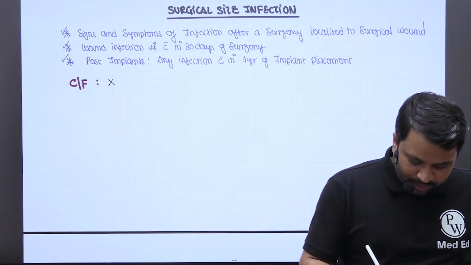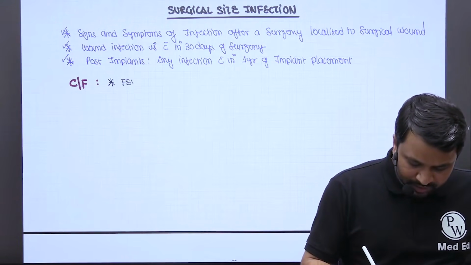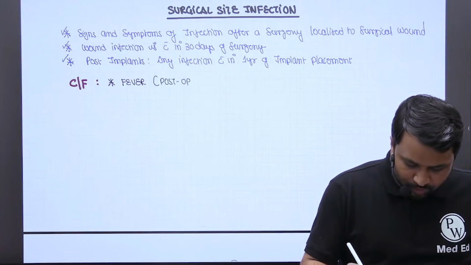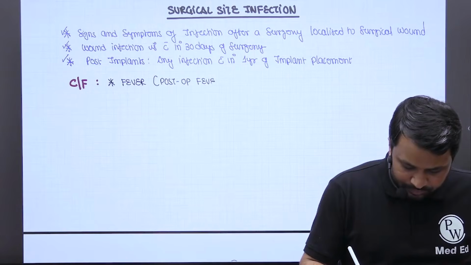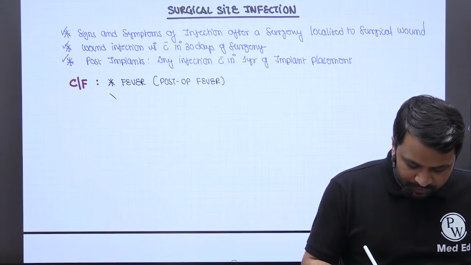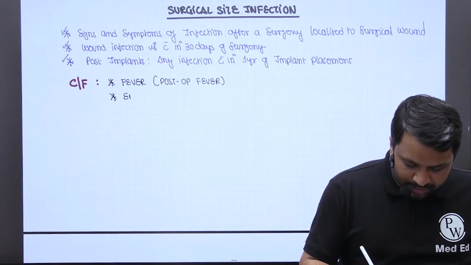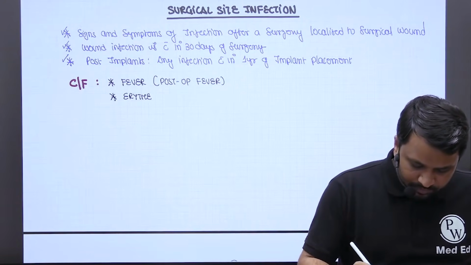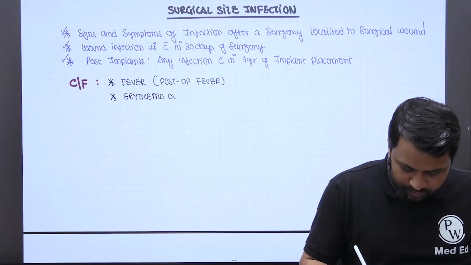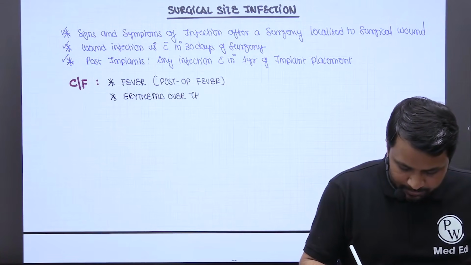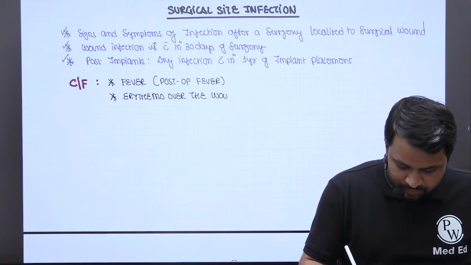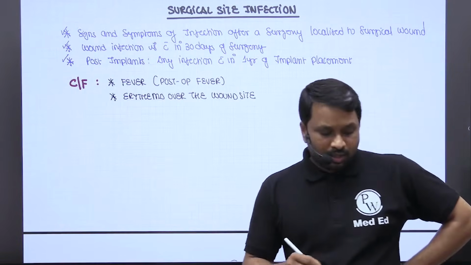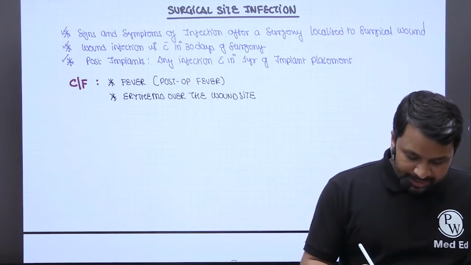The first one, the patient is going to develop fever, and this is what we call post-operative fever or post-op fever. After fever, there will be presence of erythema over the wound site. This is your rubor, right? Now there's fever, there is erythema.